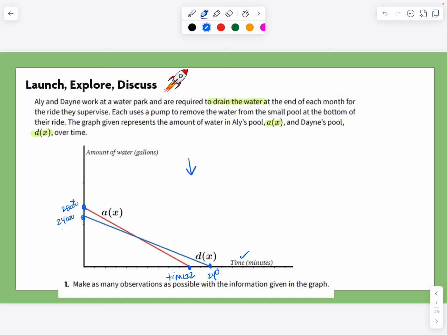There's also this point right here where they do seem to be at the same water level because this is measuring the amount of water. And so at this point right there, they have the same amount of water, which is an interesting thing to kind of notice. But eventually, they both become empty.